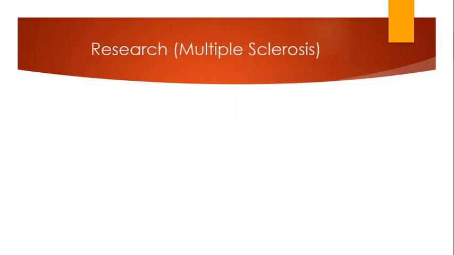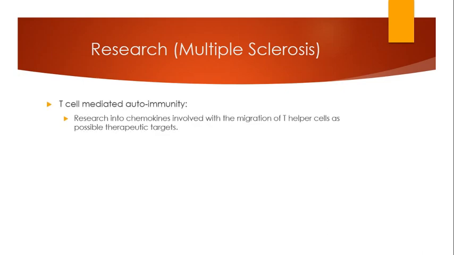Research: multiple sclerosis. Multiple sclerosis is a chronic inflammatory disease, and a lot of research is being done into treatments. It is a T-cell mediated autoimmune disease. Research into chemokines involved with the migration of T helper cells is targeted as a possible therapeutic treatment.